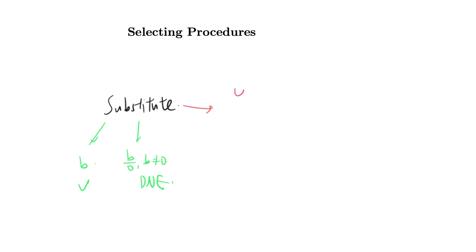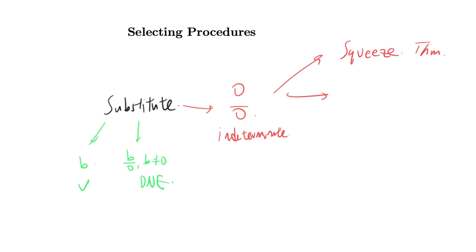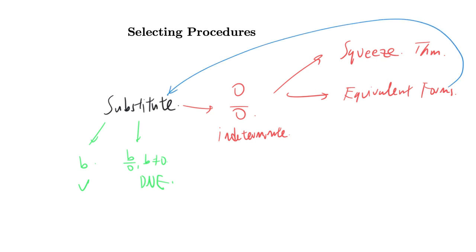Now, the trouble case is the 0 over 0, the indeterminate form. And for this, we described two ways in which we can deal with it. One is the squeeze theorem, and the other is to rewrite into equivalent forms. Specifically, the squeeze theorem helps you squeeze the value into something specific using other functions, while equivalent forms helps you rewrite the expression itself into something that is directly substitutable. So for equivalent forms, you would want to go back to substitute.